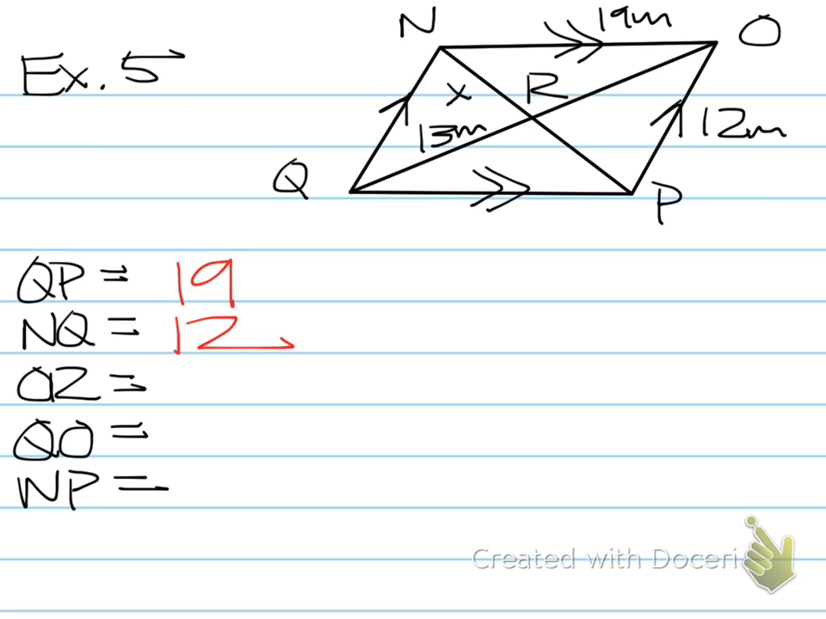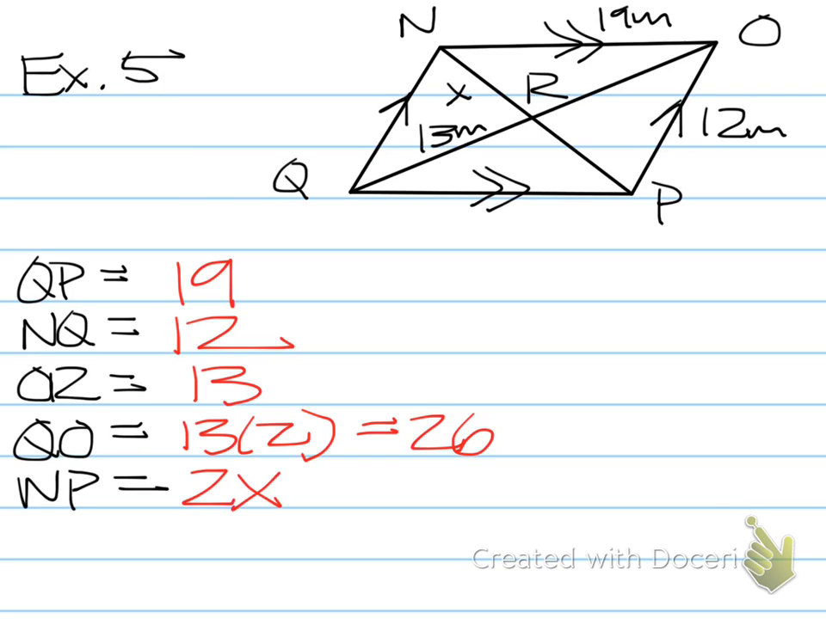OR is half the measure of that diagonal, so since the other half of the diagonal is 13, then OR is also 13. And then QO is the length of the entire diagonal, so we just add 13 and 13 to get 26. And then NP is going to be the length of the other diagonal. Half of that diagonal is X, so the full diagonal would be X plus X, or 2X.